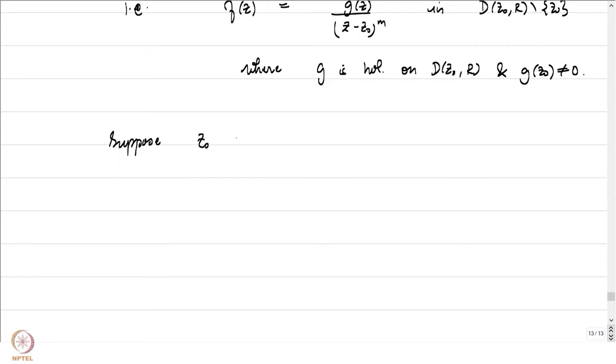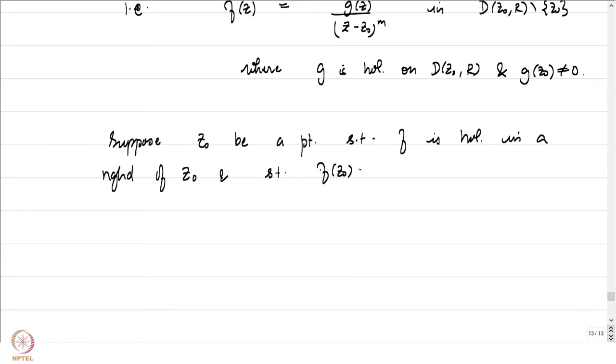Suppose z0 is a point such that f is holomorphic in a neighborhood of z0, and such that f(z0) = 0. Let us put an extra condition of non-constant: let f be a non-constant holomorphic function defined in a neighborhood of z0 such that f(z0) = 0.